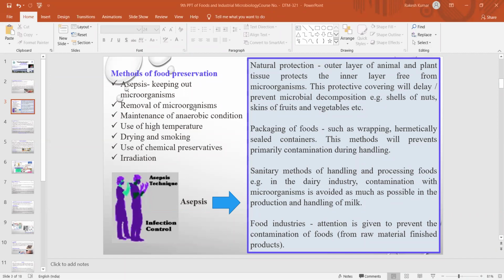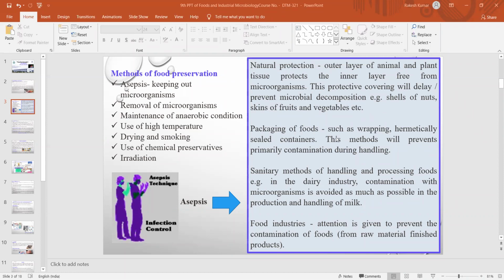Now, what is natural protection, which is mainly present in asepsis cases? In this, the outer layer of animal and plant tissue protects the inner layer, keeping it free from microorganisms. This protective covering will delay or prevent microbial decomposition. Examples are the shells of nuts and the skin of fruits and vegetables. When we studied the different factors affecting the growth and activity of microorganisms, we studied the biological structure. The same thing is here: how the outer covering of these food items protects the inner material.